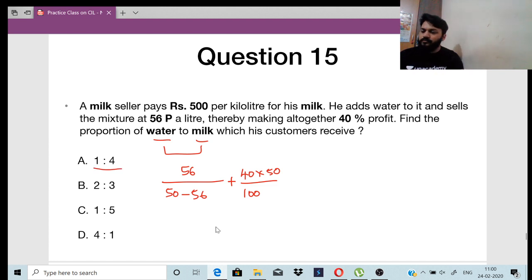1 is to 4, right? 1 is to 4 is the answer. Option A. Clear? Clear everyone?